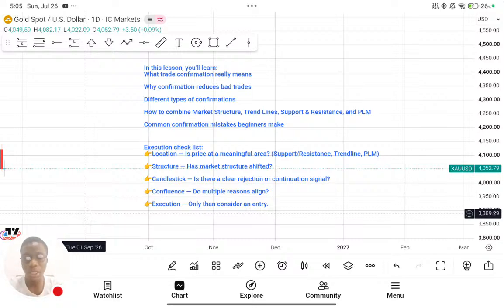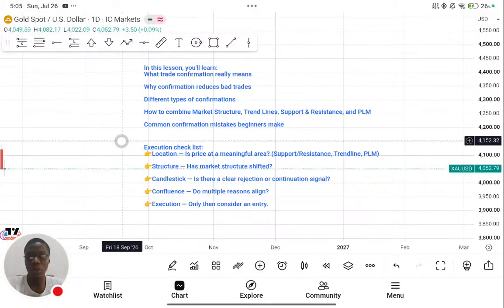With that being said, take note of this execution checklist. So what is the execution checklist? Before you press either buy or sell, you want to ask yourself these questions. Location. Is price at a meaningful area? You know, what is a meaningful area?